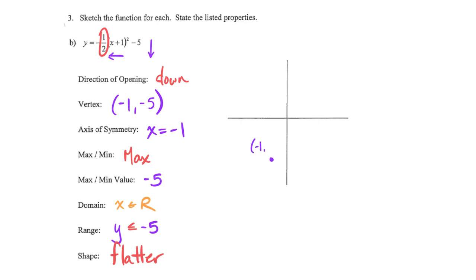There is my vertex at -1, -5. I have a flatter parabola than normal, and I should get confirmation on all of my properties. Okay, as I said, if you were able to get down to that and you felt confident in it, that is outstanding. I think we're doing great.